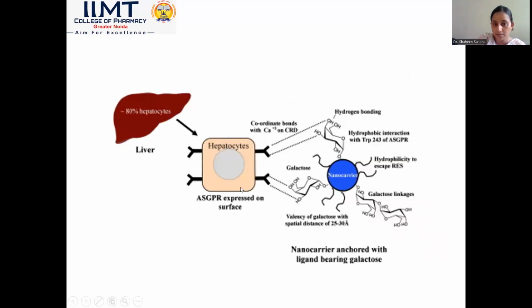In the diagram, you can see the hepatocytes. Hepatocytes express the receptor, which is the ASGP receptor. Now, you can take nanocarriers and attach the lactose group that contains galactose moieties. Now, this galactose is able to bind with the ASGP receptor that is expressed on a hepatocyte. So, in that way, after binding, the drug can be targeted specifically to the liver cells, preventing drug accumulation in unwanted areas.